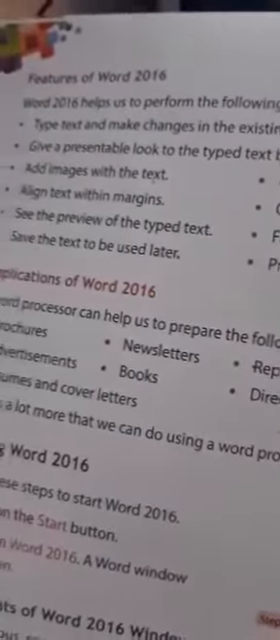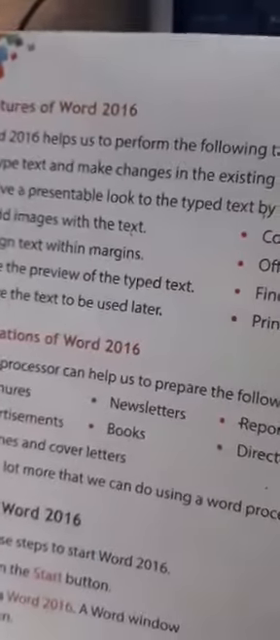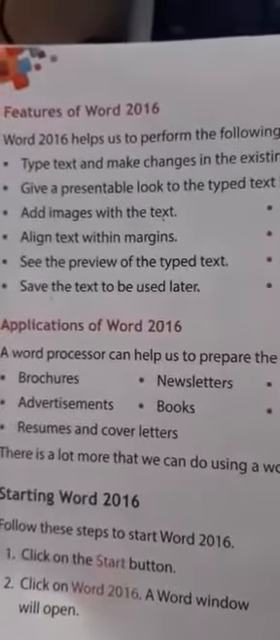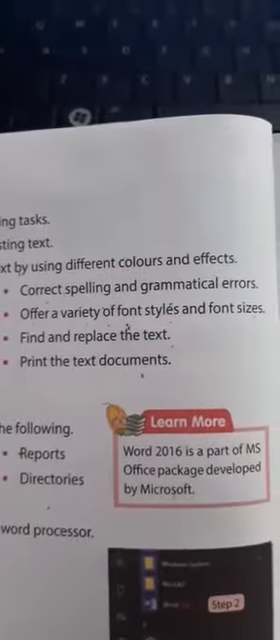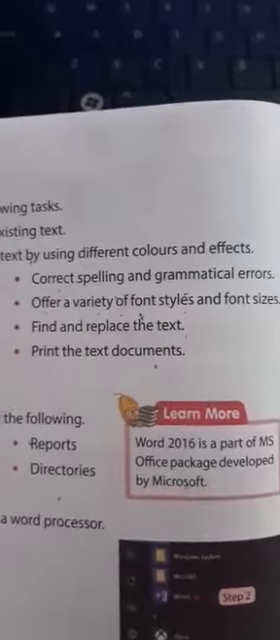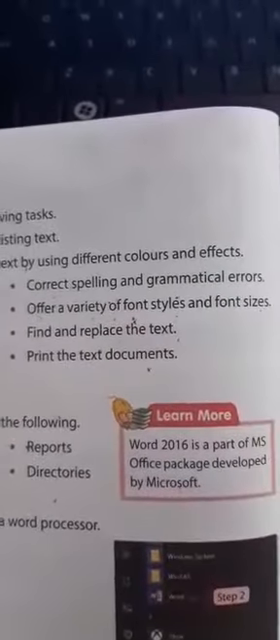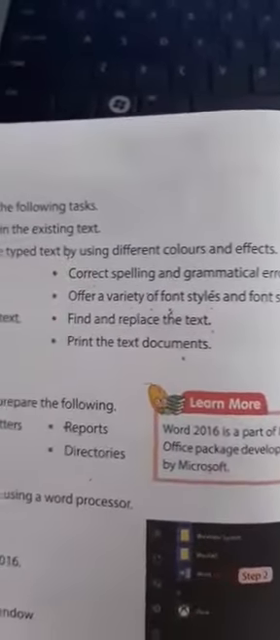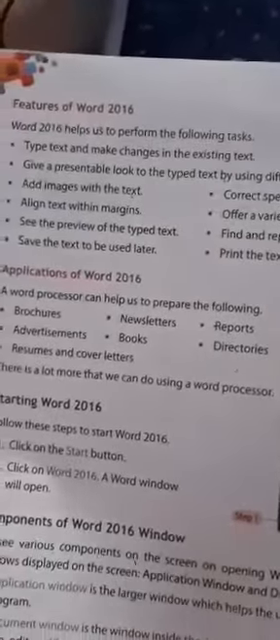this document, like the features of Word 2016: how to add images, how to align your text, how to preview your already typed text, how to save the text, correct spellings and grammatical errors, offer a variety of font styles and font size, find and replace of the text, and print the text documents. So these are the features that are available in Word 2016.